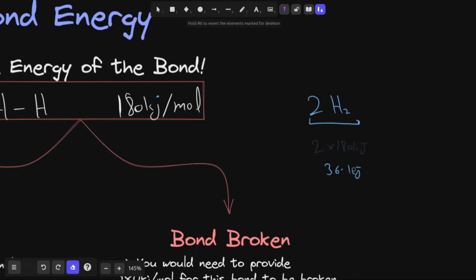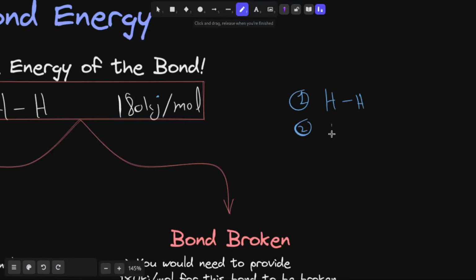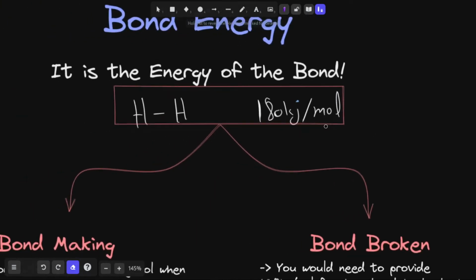You could think of it in more detail as hydrogen to hydrogen. This is one, and the second is another hydrogen to hydrogen. You could think of it as this having 180 and this also having 180 kilojoules of energy, both of them. And that's how moles can play a part in this chapter.